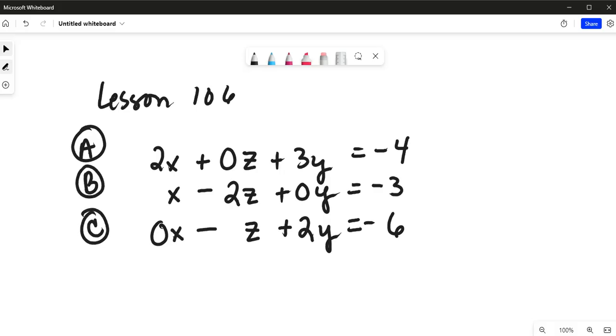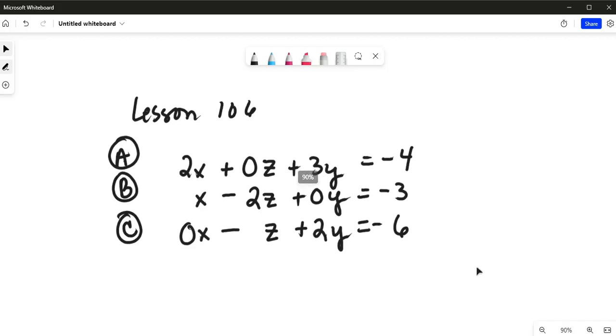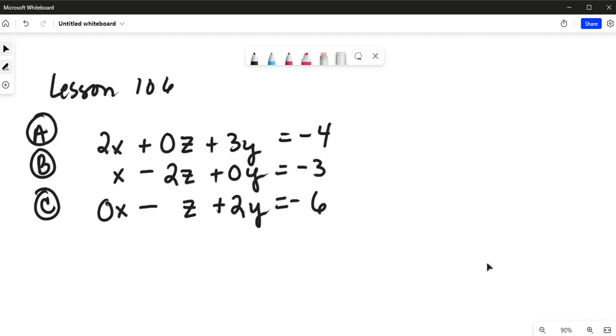Okay, so the first step is that we're going to add two of the equations so that one variable is eliminated. So we're trying to eliminate the x, the z, or the y, but we have to add two of them together. So we're going to go ahead and do the first equation and the second equation together.